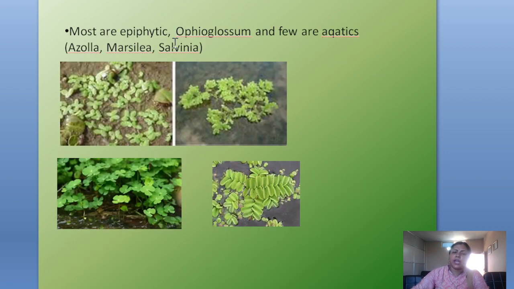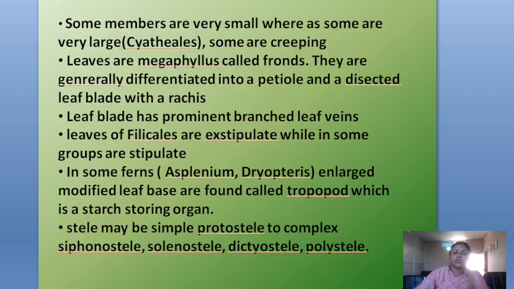And they are mostly epiphytic. Ophioglossum and a few others are aquatic. See here in the pictures, Marsilea, then Salvinia, then Azolla. These are all aquatic pteridophytes. So they are the most advanced type, and some of the members are very small, but some ferns, suppose Cyclosorus, are very large.